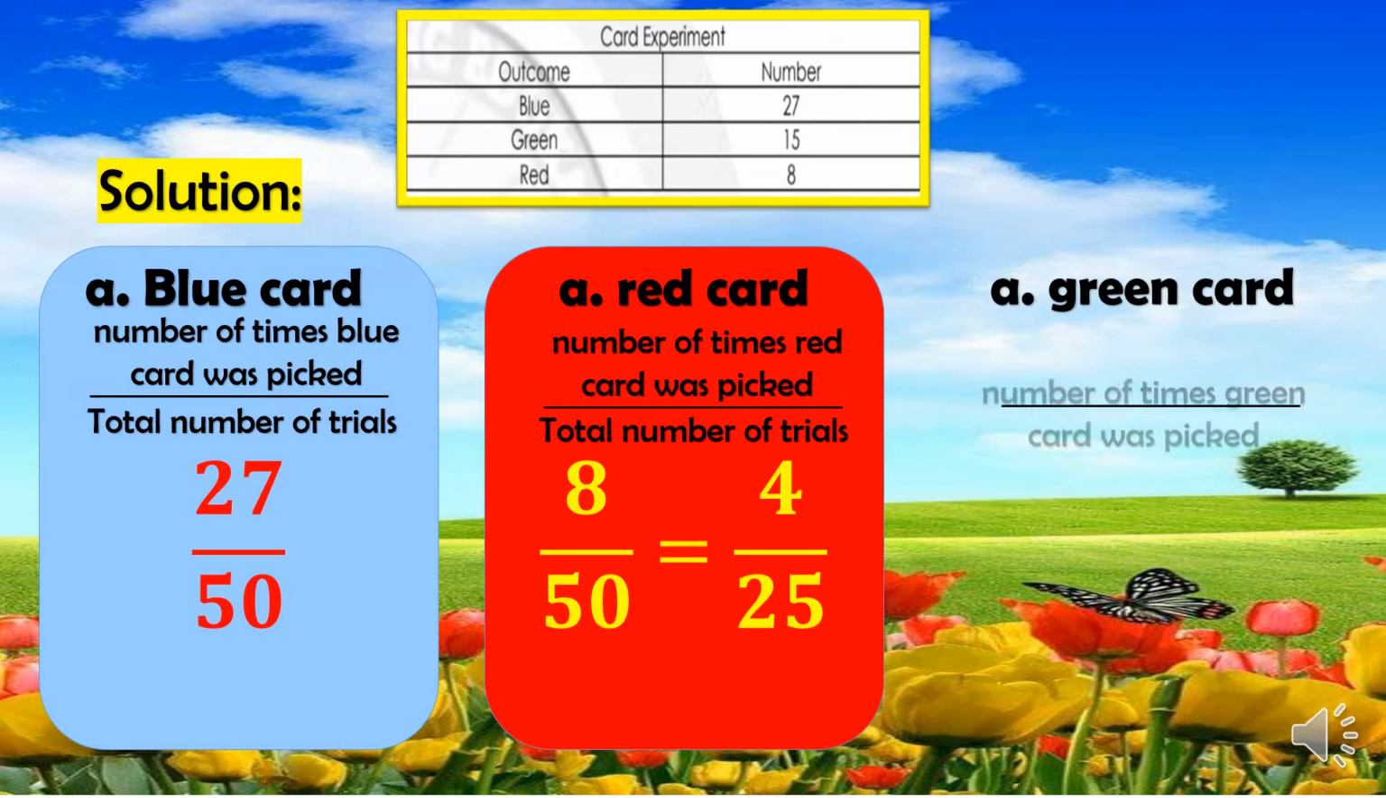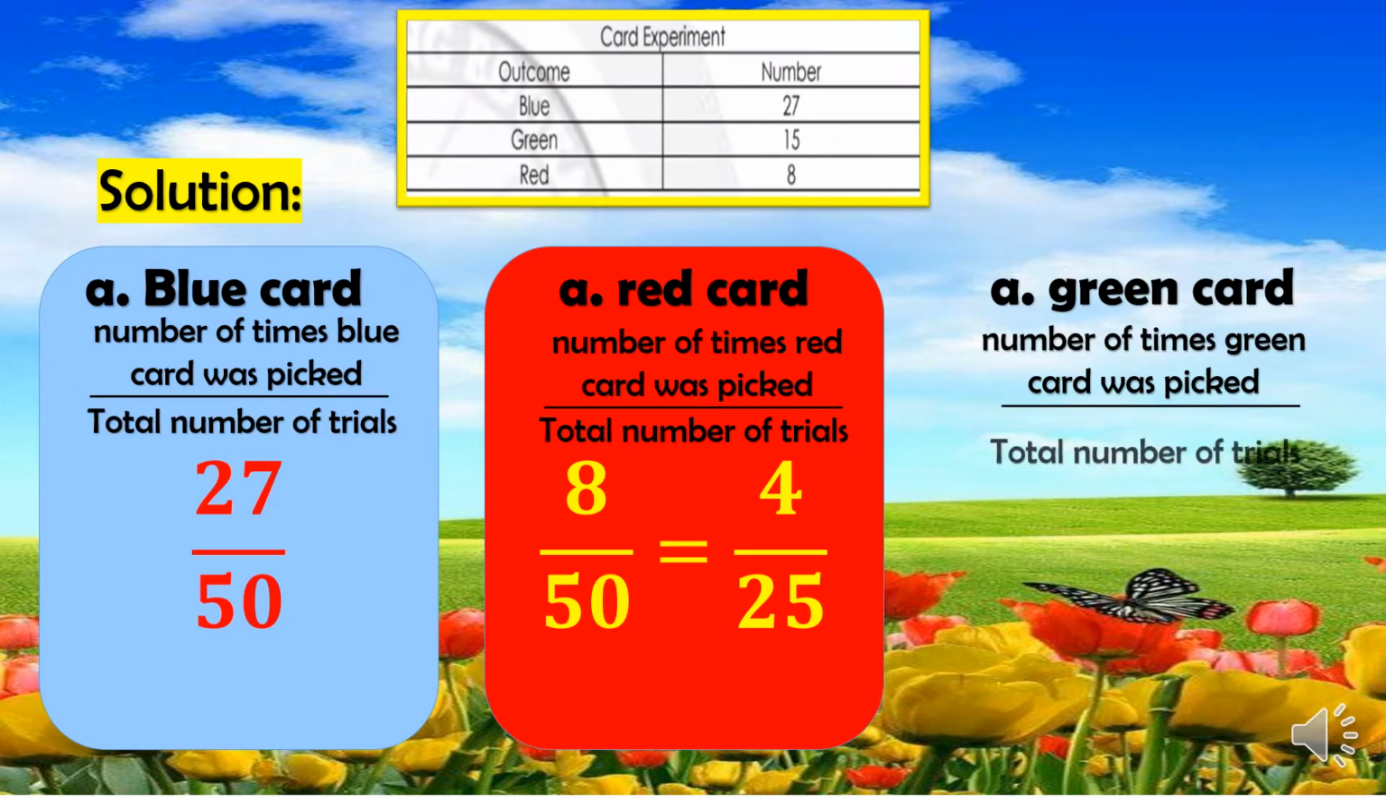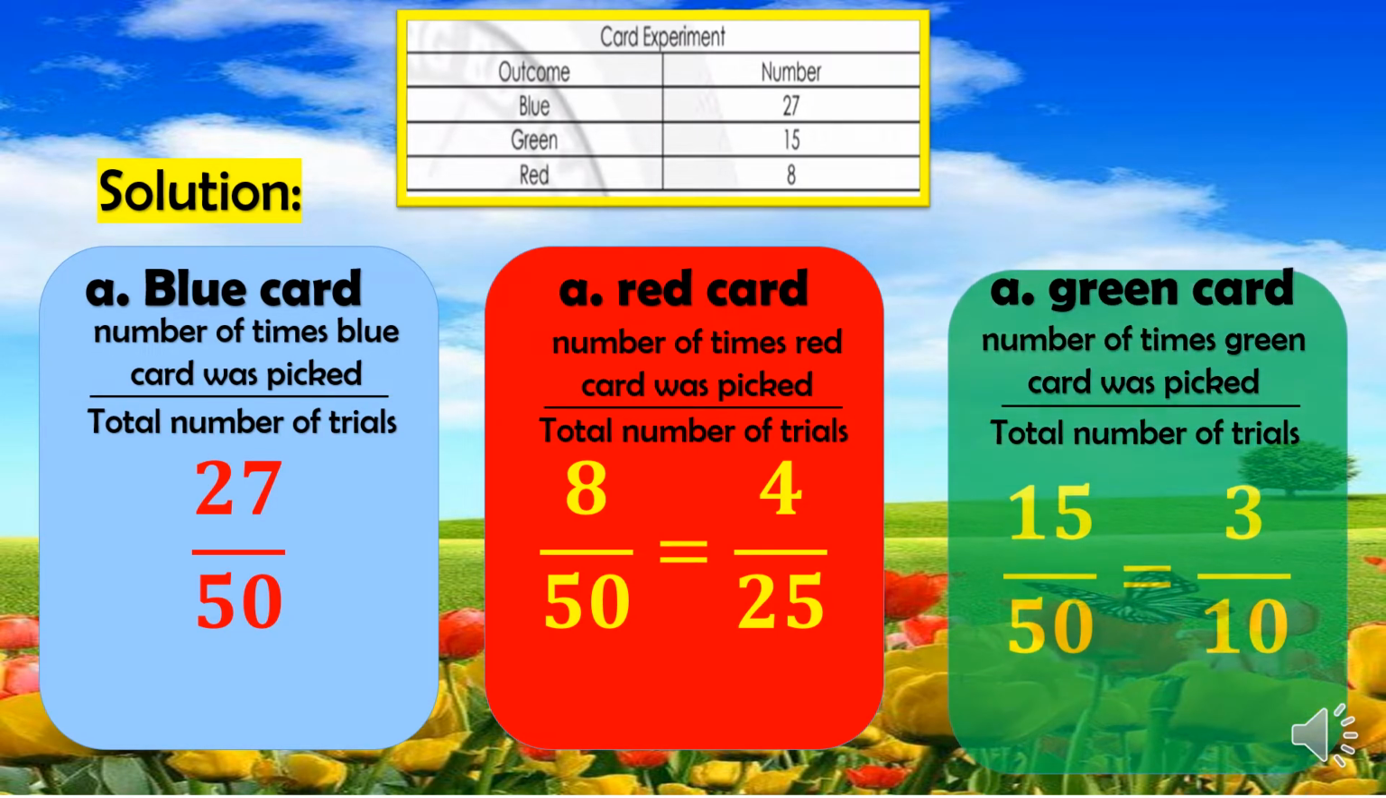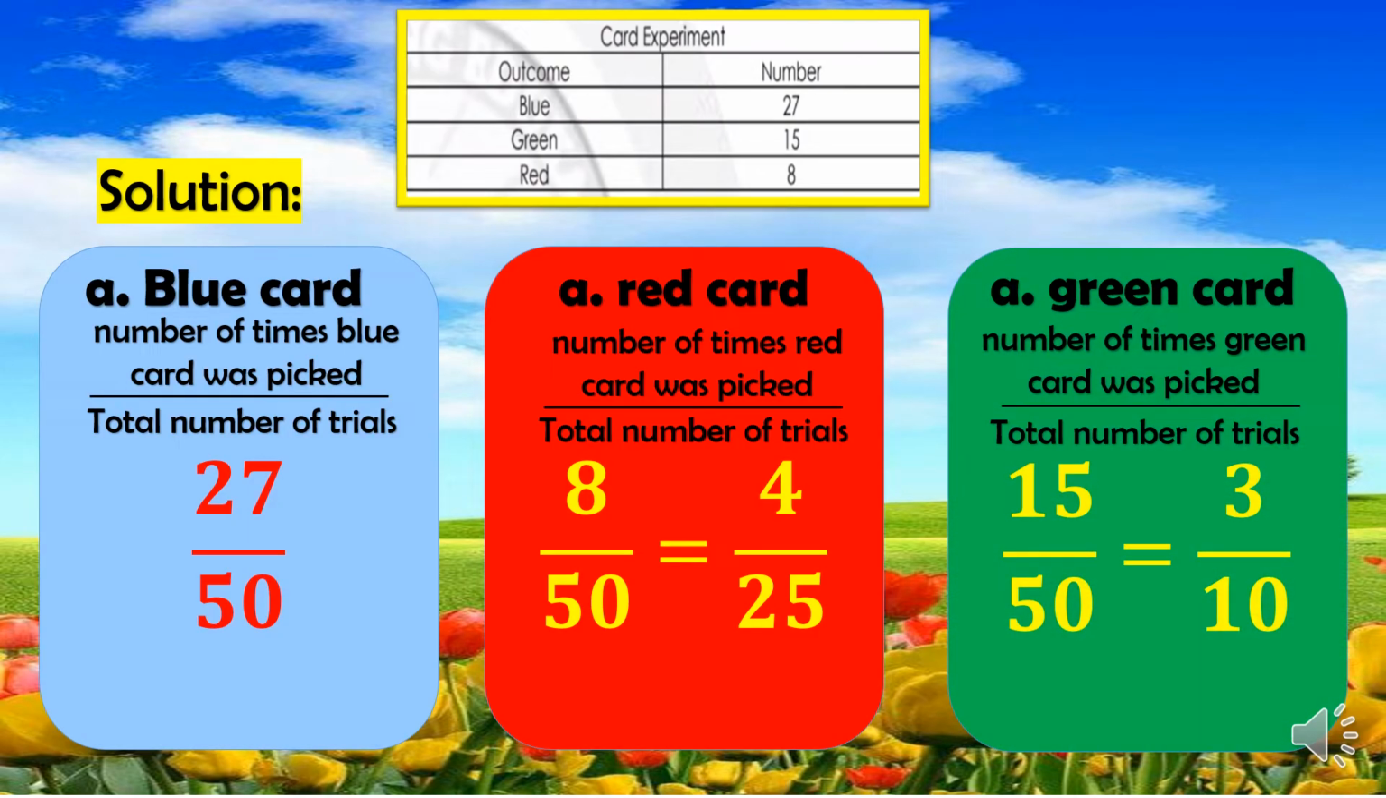Next, we have the green card. So again, the formula is the number of times green card was picked over the total number of trials. So the number for green card is 15 over 50. Okay, so pwede natin itong i-lowest term. So 15 divided by 5, the answer is 3. And then 50 divided by 5, the answer is 10. So the experimental probability of getting a green card is 3 over 10.